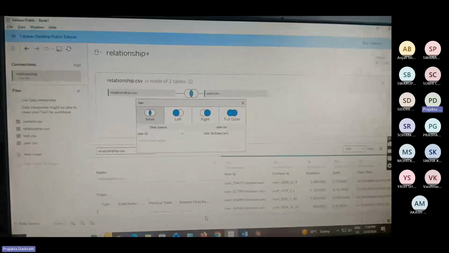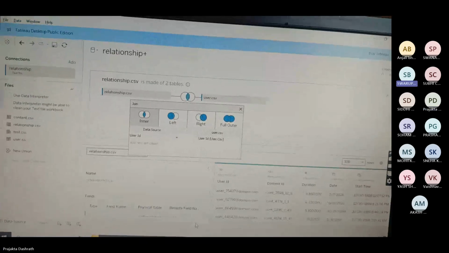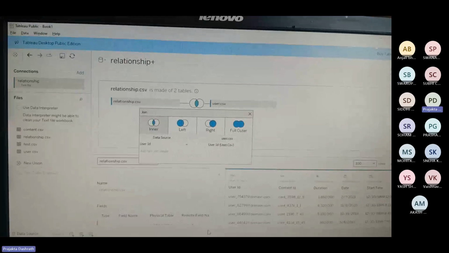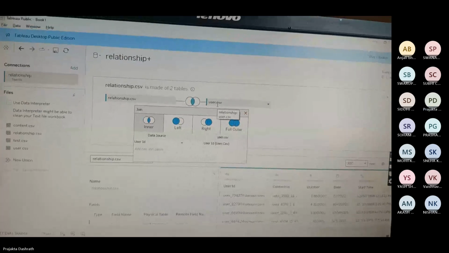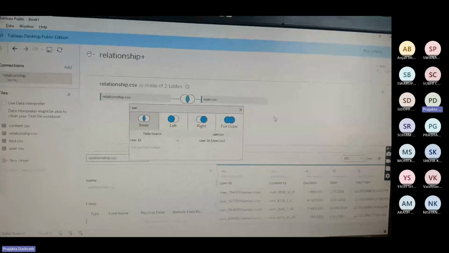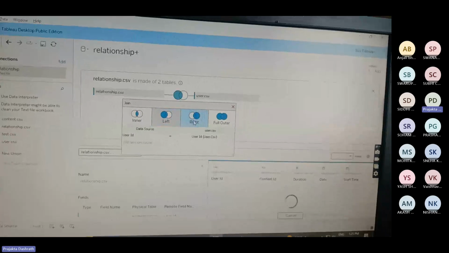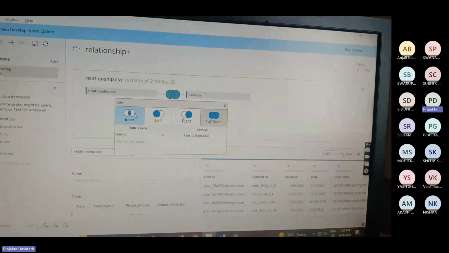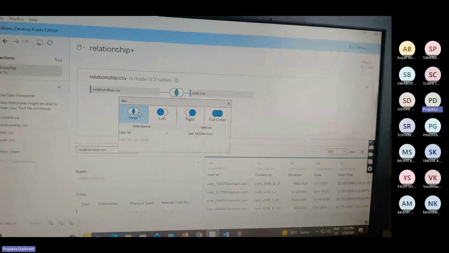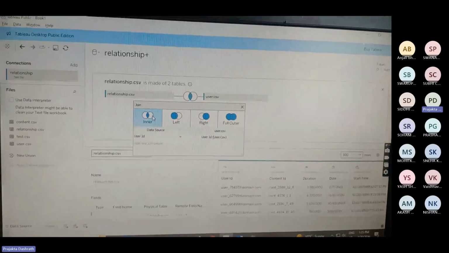Which column is common? How many tables I joined? There is one table named relationship and the other table is user table. Extension is CSV, that is comma separated values. And as you already know that 4 joins are possible. I asked which column is common between both the tables. Swarupa, mention the common column between both the tables.